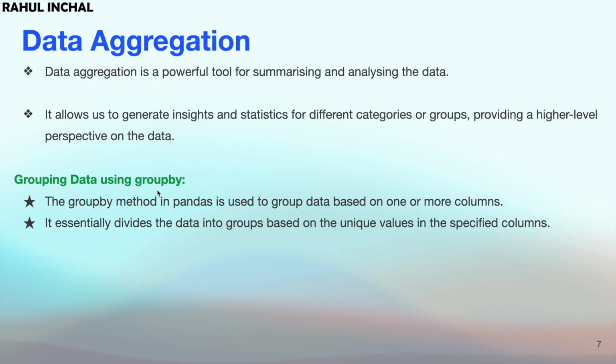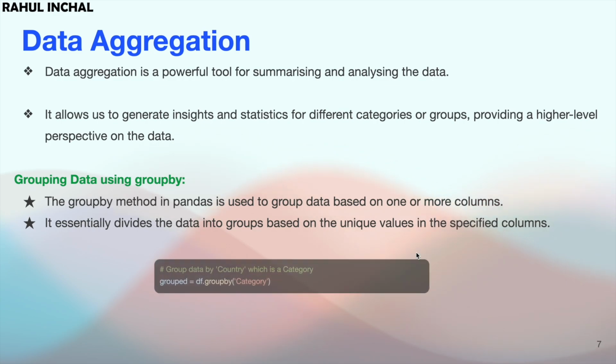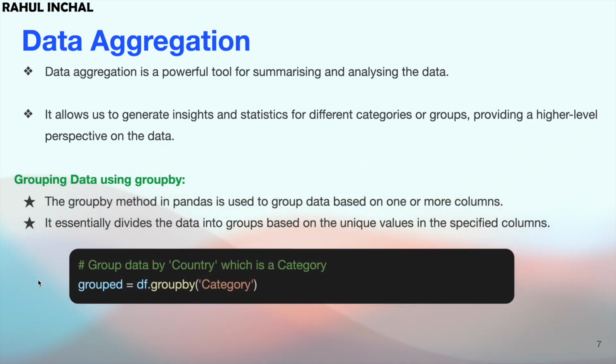The group by method in pandas is used to group data based on one or more than one column. For example, if I want to use group by to see how much sales is given by male versus how much sales is given by female, I group male and calculate sales, and then I group female and calculate sales. With this I use the group by method. It essentially divides the data into groups, like male and female, based on their unique values. So that is what I've said.